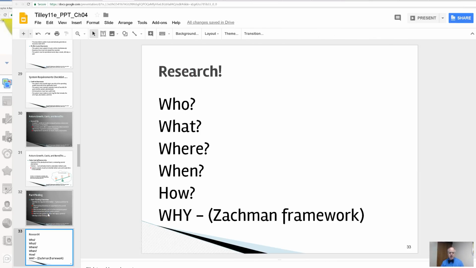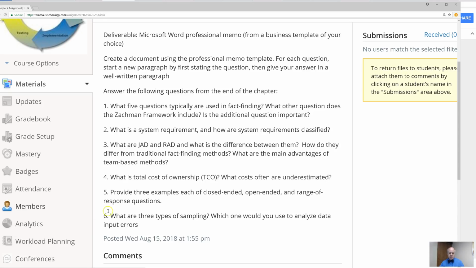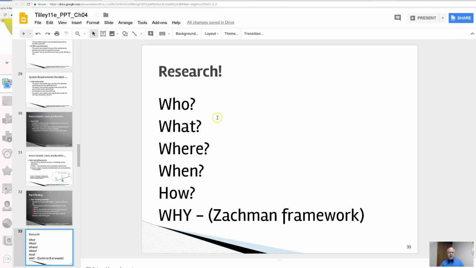So, the 5 types of questions normally asked are these. The first 5, the Zachman adds the why. That's the part of that. Here. The Zachman framework, what's the additional question in the Zachman framework? So here's the first 5 questions.